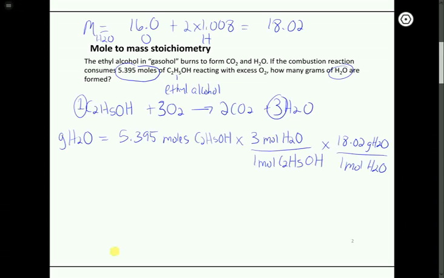We can check that all of the units we don't need cancel out up to this point, and that gives us grams of water. So when we multiply that across, we get 291.6 grams of water.